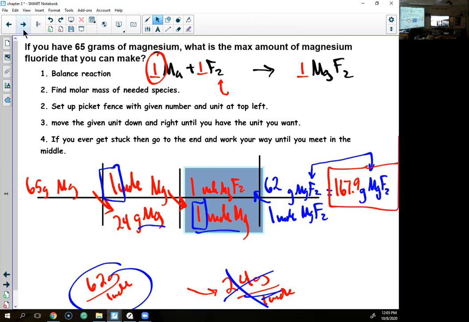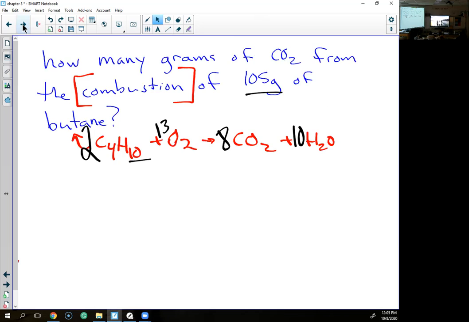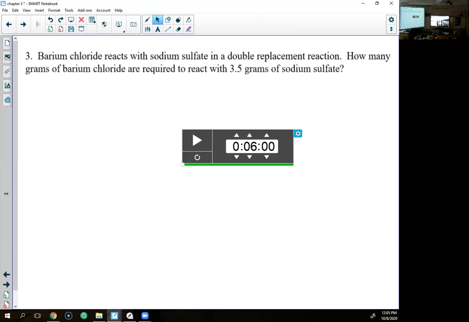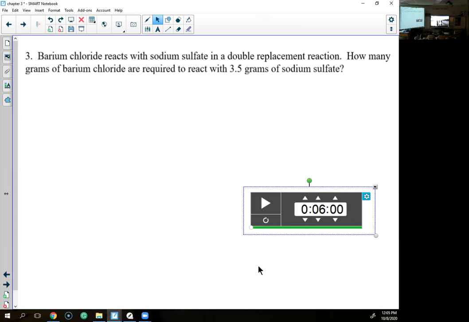Okay. Let's look at one that is printed. This problem, if you have notifications on, you saw I uploaded an assignment on Canvas. It is 6 practice stoichiometry problems. This is one of them. So this one's tricky. I'm going to start a timer for 6 minutes.